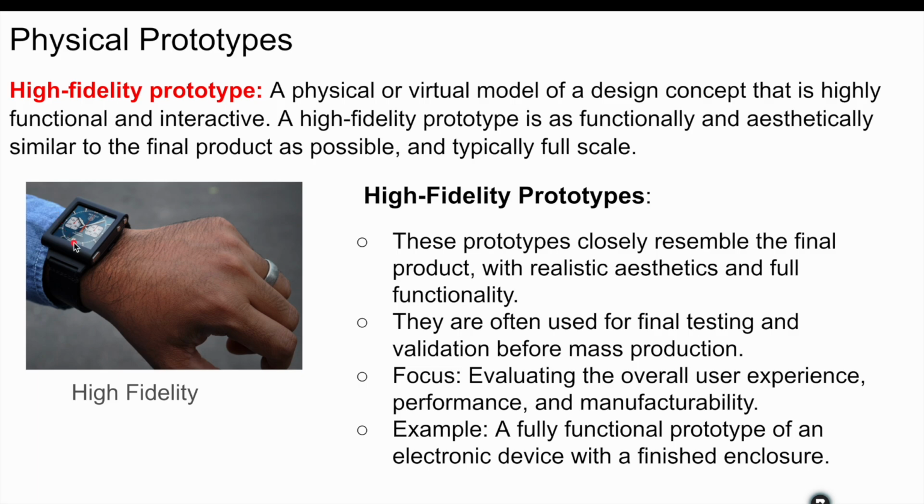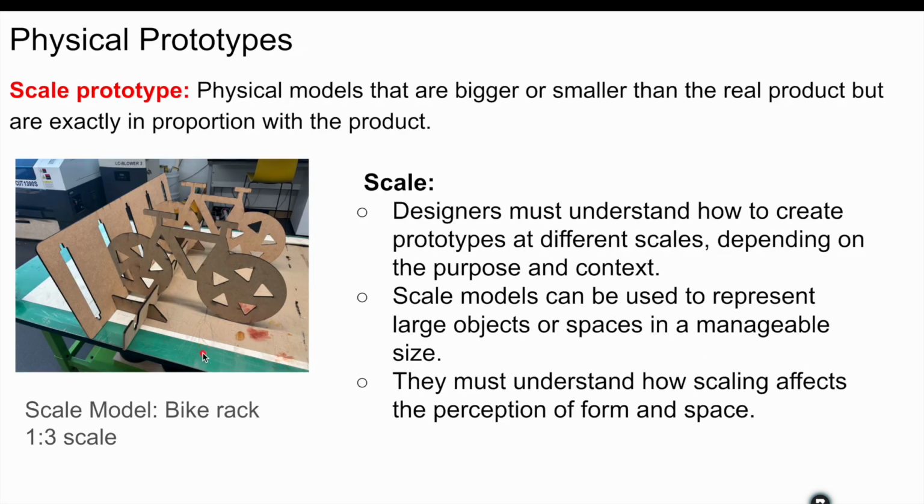So as we talk about the different fidelities, low fidelity are going to, of course, be lower cost, medium fidelity are going to be higher cost, and then the high fidelity prototypes are going to be the most expensive. And so quite often you are also going to find that there are many more low fidelity prototypes that you'll make, and then fewer medium fidelity, and then really just one or two high fidelity prototypes are going to be made. Let's talk about scale prototypes.